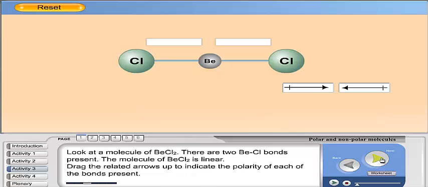Look at a molecule of BeCl2. There are two Be-Cl bonds present. The molecule of BeCl2 is linear. Drag the related arrows up to indicate the polarity of each of the bonds present.